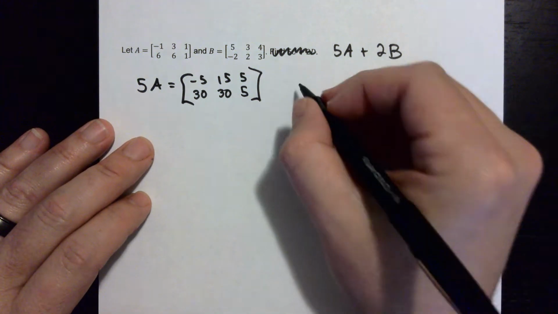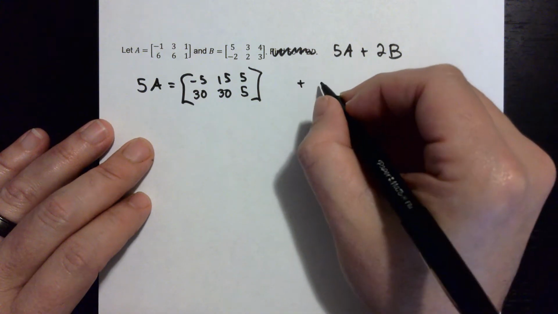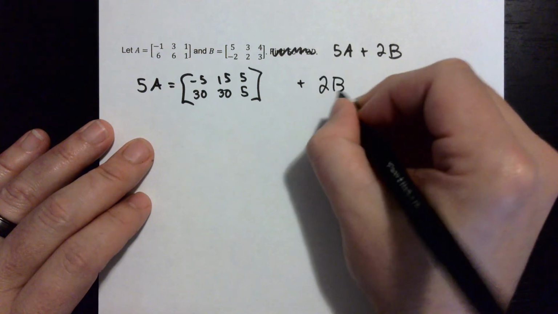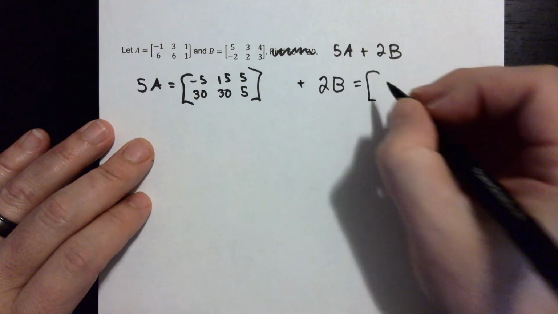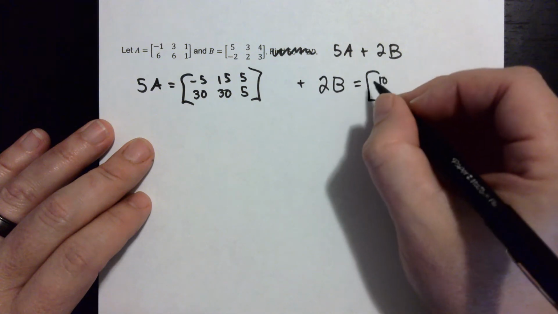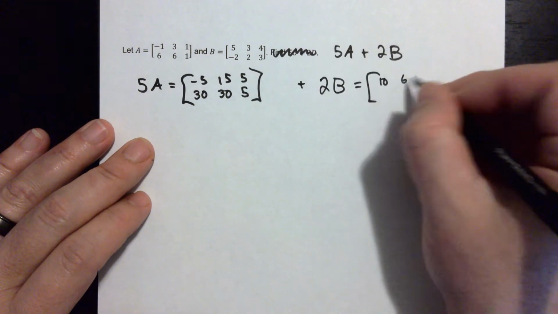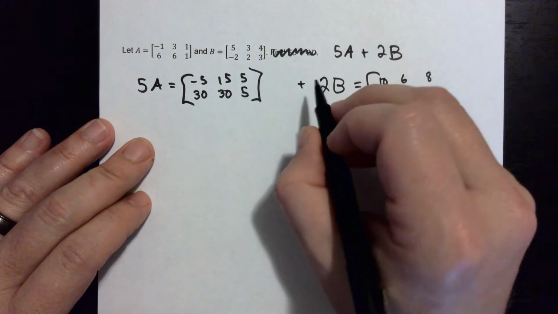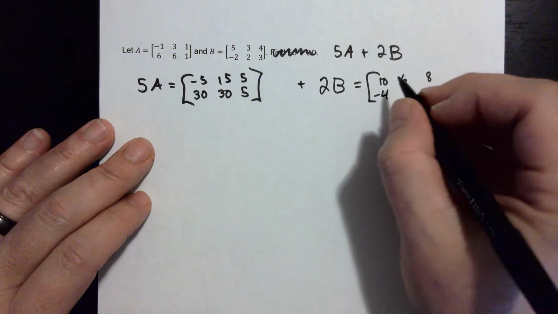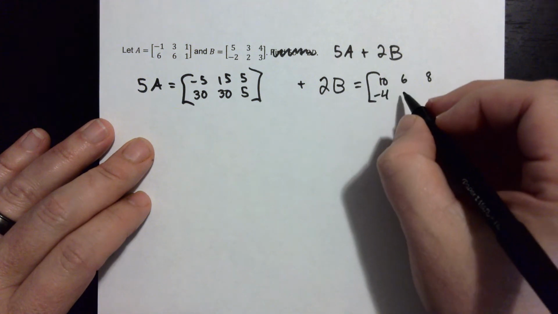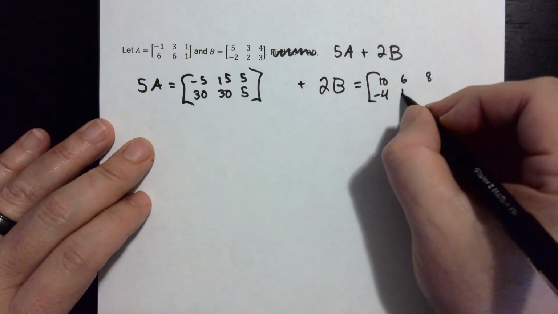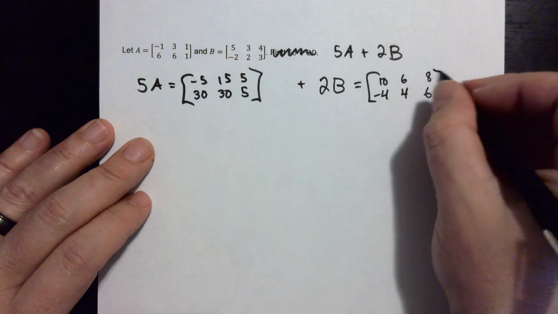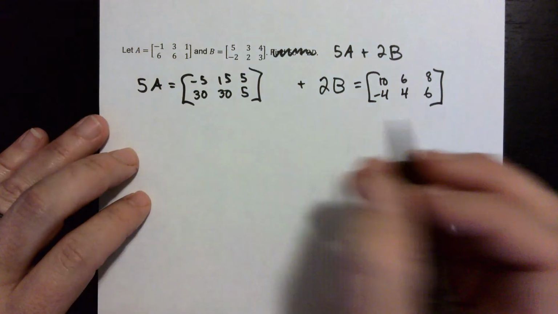And we also want the 2b, so plus 2b, which is equal to 10. 2 times 5. 2 times 3 is 6. 2 times 4 is 8. Let's see, 2 times negative 2 is negative 4. 2 times 2 is 4. And 2 times 3 is 6. Okay, so we're figuring out what 5a plus 2b is.